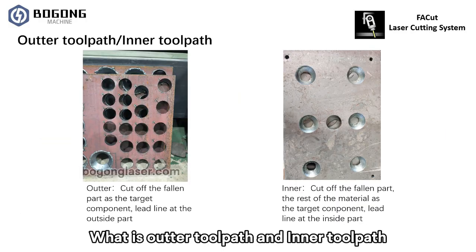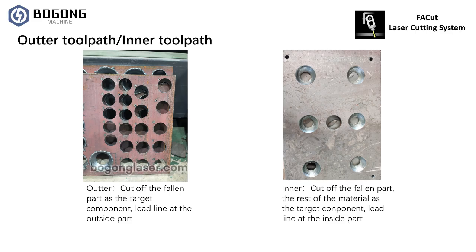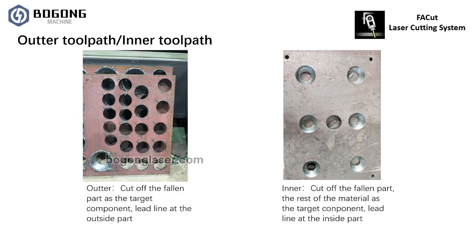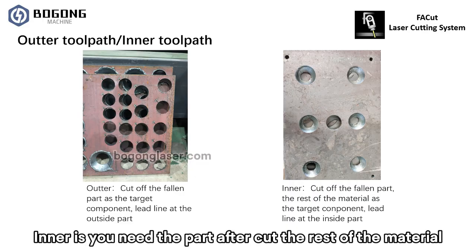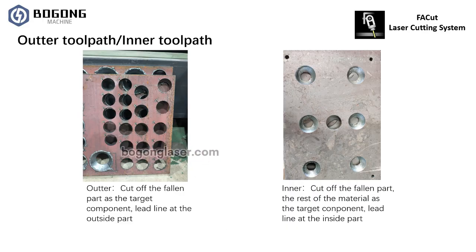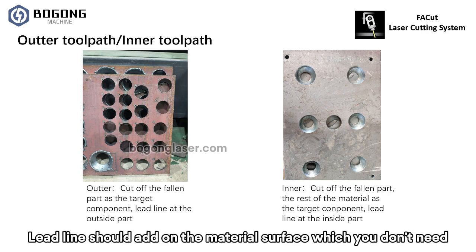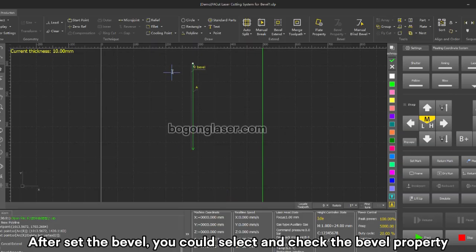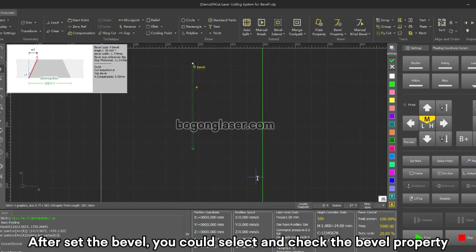What is outer toolpath and inner toolpath? Outer is when you need the cut-out fallen part as the final part. Inner is when the part you need is what remains after cutting the rest of the material. Lead lines should be added on the material surface which you don't need. Deep gray part is the final part, shadow gray part is the part you want to remove. After setting the bevel, you could select and check the bevel properties.